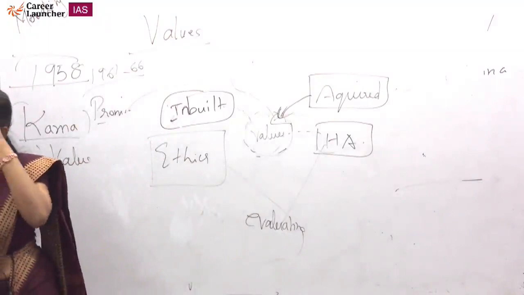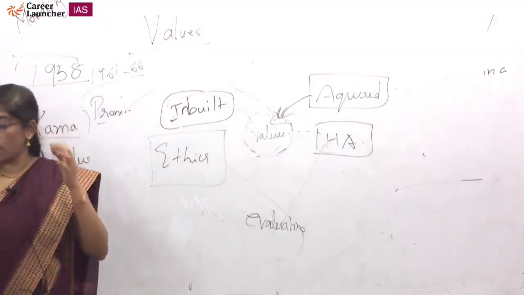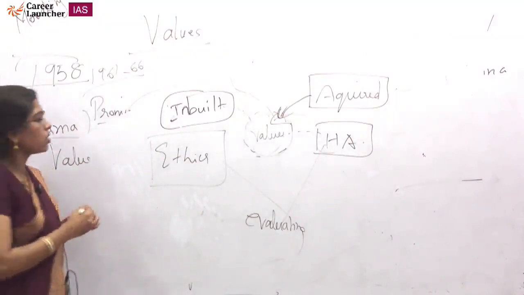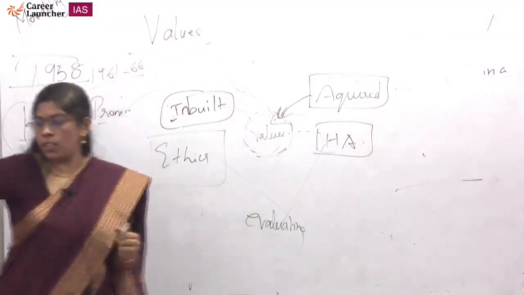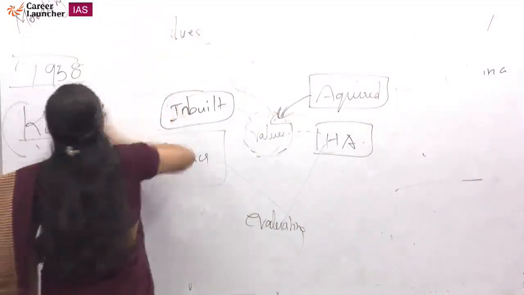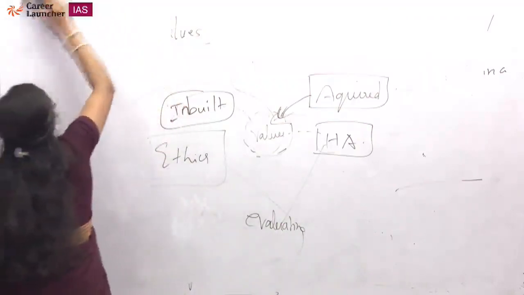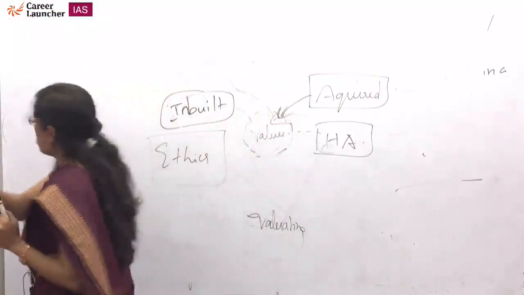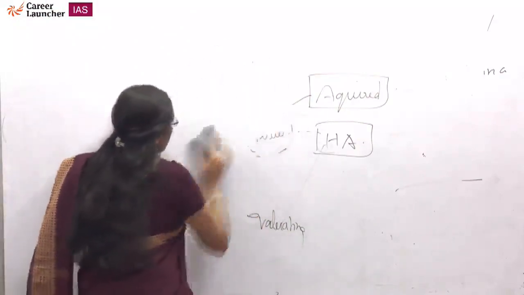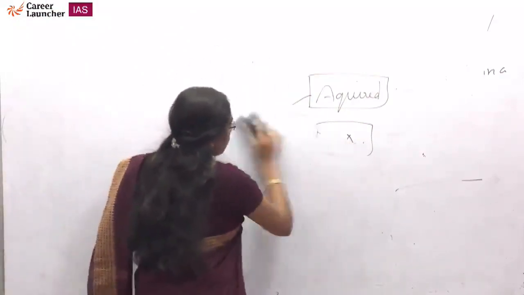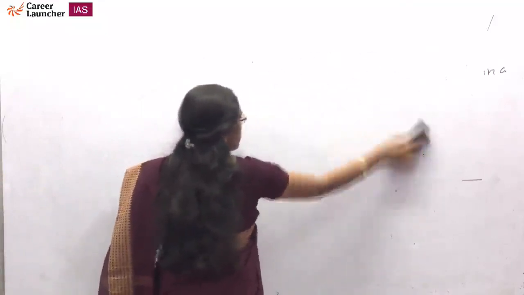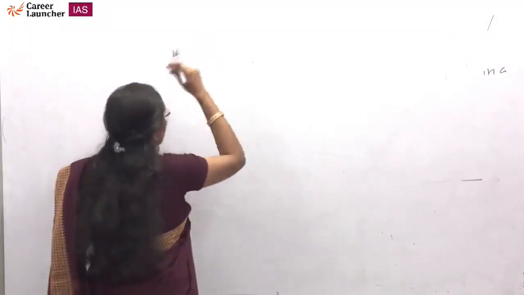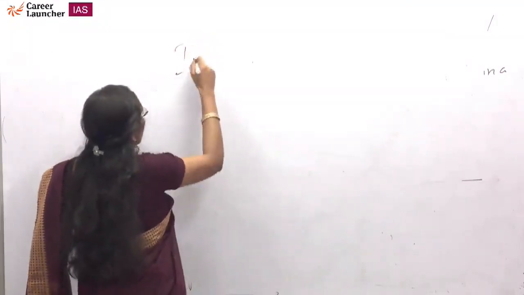Now come to the values, the further categorization, which is most important. I think you have followed me till this, right? Okay. There is a lot of categorization for values, but what is necessary for us is one thing: inbuilt and acquired, because that is related to our topic. The second one is instrumental value and intrinsic value.